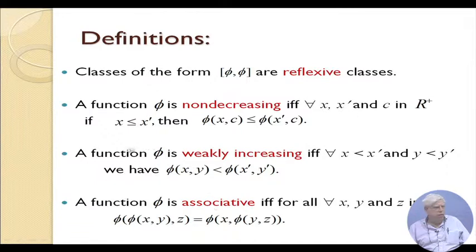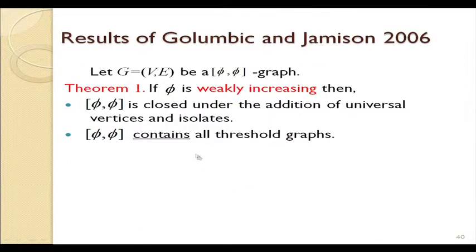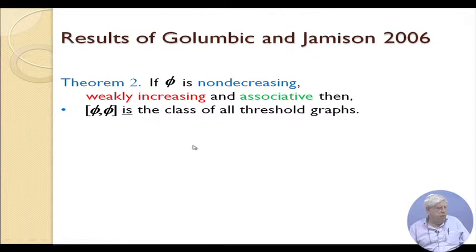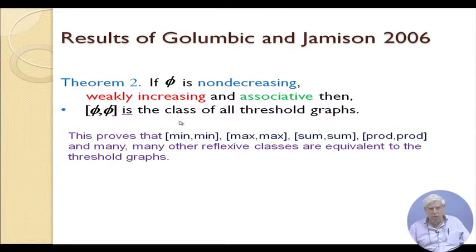Then we looked at a whole bunch of other things, which I think I won't go into in detail, but whether functions have certain properties called like non-decreasing, weakly increasing, associative, and showed that if phi is weakly increasing, then phi is closed under the addition of universal and isolates and contains the threshold graphs. And so another set of conditions in which the class is exactly the threshold graphs.